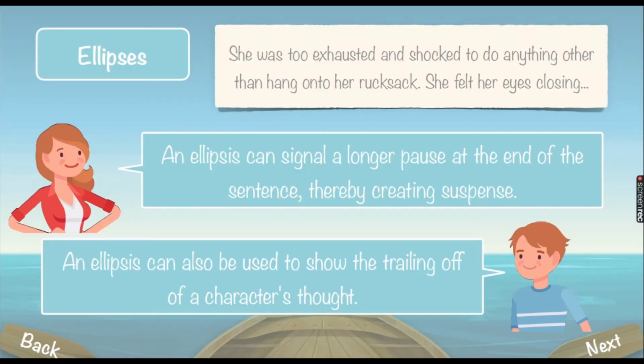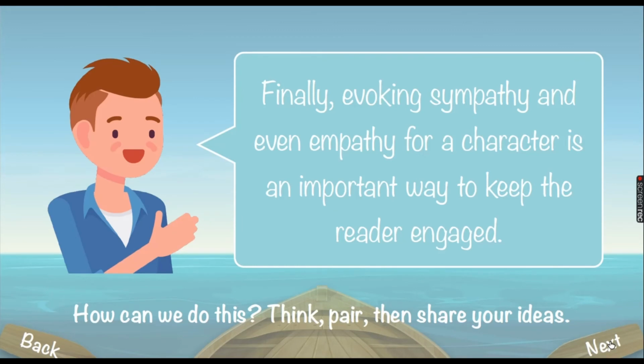And of course, we've got ellipses. She was too exhausted and shocked to do anything other than hang on to her rucksack. She felt her eyes closing. That ellipsis can signal a longer pause in the sentence, and therefore it creates that suspense. It can also be used to show the trailing off of a character's thoughts, that they've slipped into their own dream bubble in their heads. And again, evoking sympathy or even empathy for a character is a very important way to keep that reader engaged.